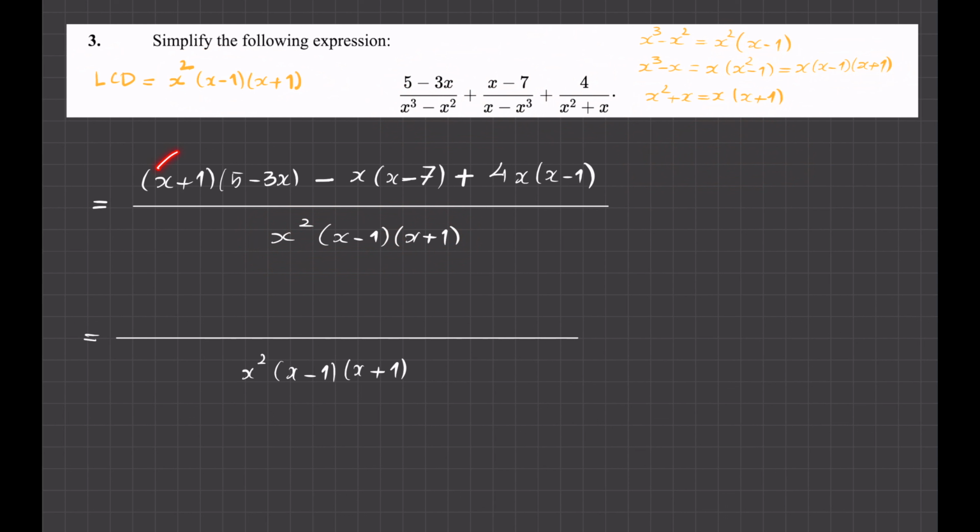To expand the numerator, I have to multiply this here and there, this here and there. So let us just do it quickly. It's simple. So it's 5x minus 3x squared plus 5 minus 3x. For the middle one, I take minus x, multiply it here and there. So the first one becomes minus x squared, but the second one becomes plus 7x. And finally here, I take 4x, multiply it here and there. So this becomes plus 4x squared minus 4x. Okay, now let us simplify as much as we can.